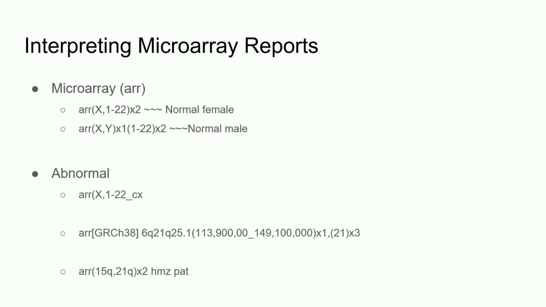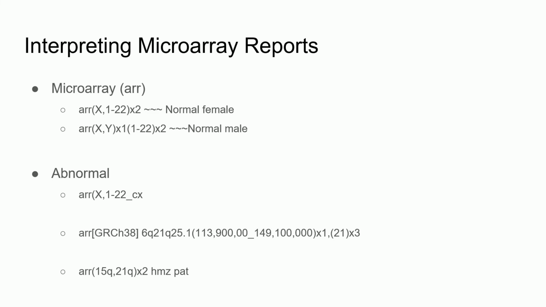And finally, I will quickly mention microarrays, but we will only dip our toes in for completion's sake. A microarray is designated by the ARR prefix. A normal result lists the sex chromosomes first, followed by the autosomes, as shown here for male and female samples. If the results are abnormal, then only the abnormalities are listed. When defining an abnormality other than aneuploidy, the genome build used as reference should be listed as well. An example of this is shown here.